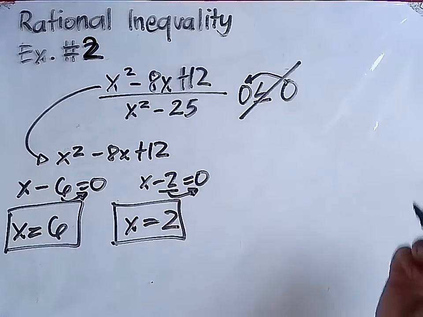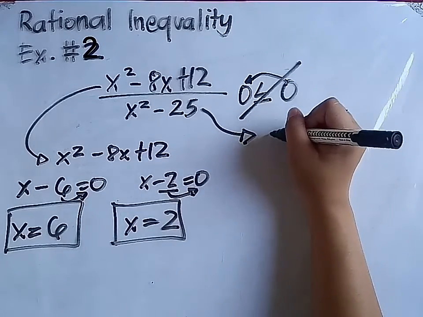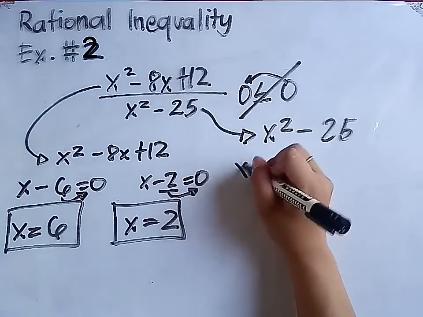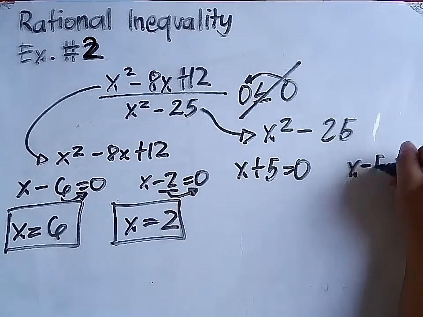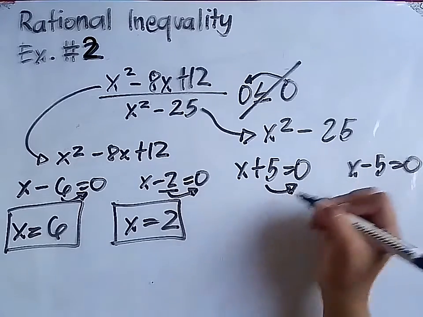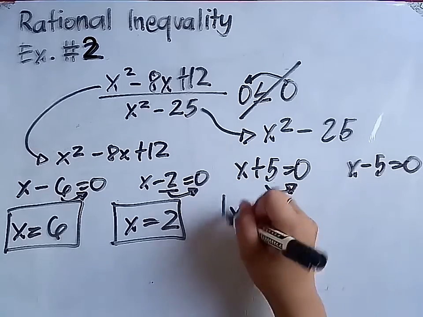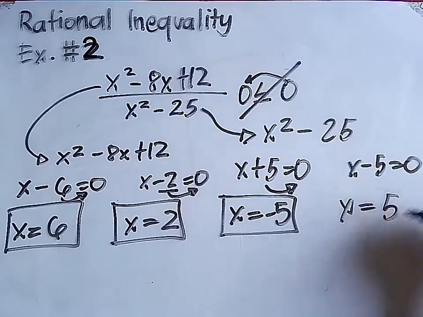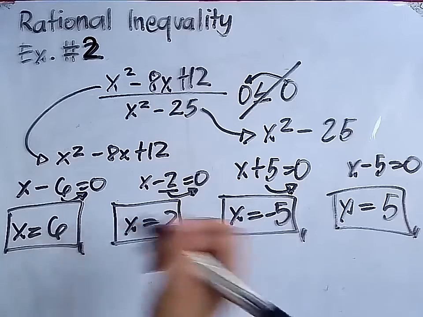After finding the factors of the numerator, we also need to find the factors of our denominator, x squared minus 25. Our factors will be x plus 5 equals 0 and x minus 5 equals 0. Transpose the positive 5, so x will be negative 5. Transpose also the negative 5, so x will be positive 5. Here are all the answers in rational inequality example number 2.